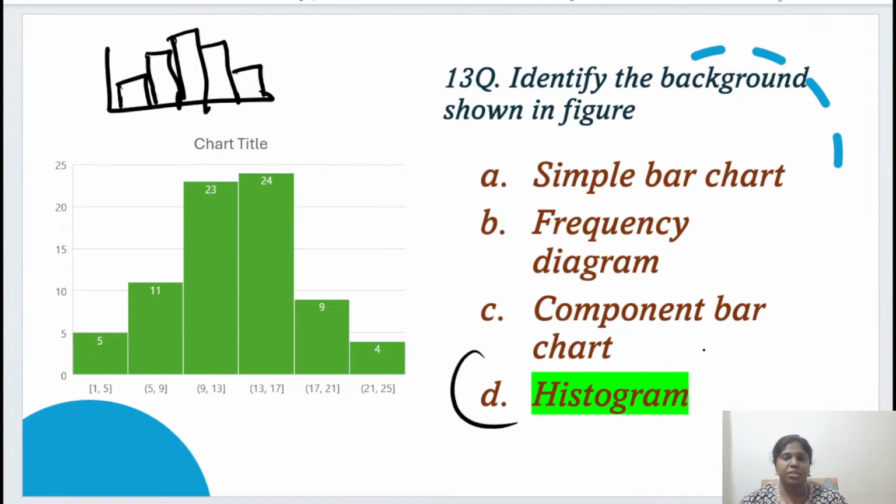Can you see this one? So this is called as histogram. Josas, you see, you are saying it as 13C. Okay. Component bar chart is different. I will show the diagram of component bar chart also.